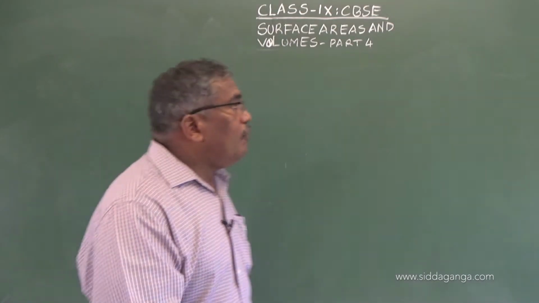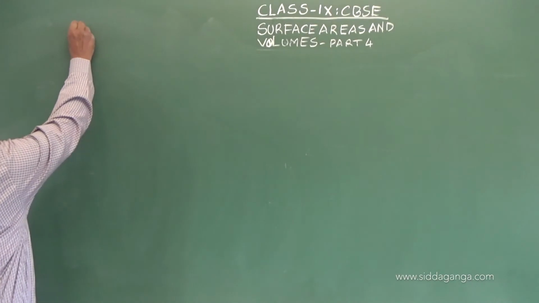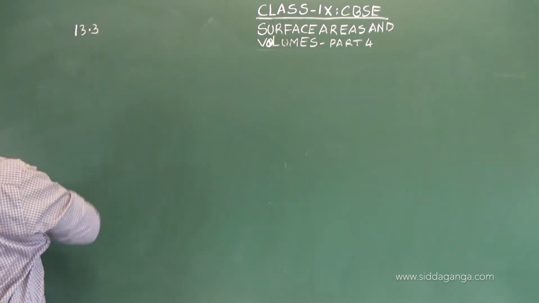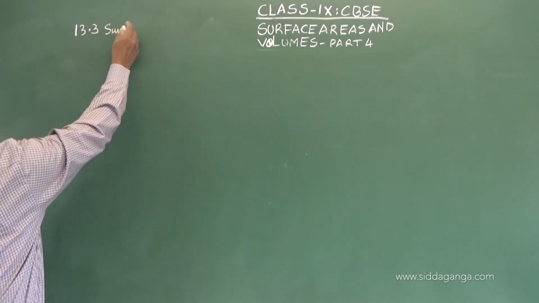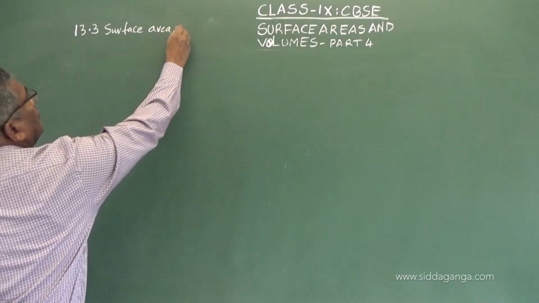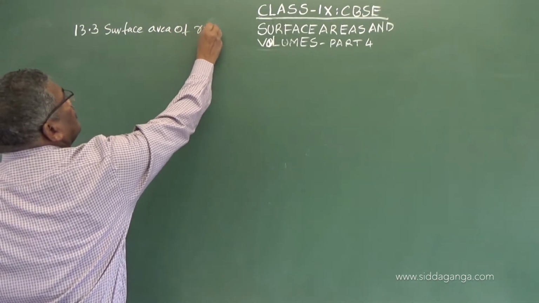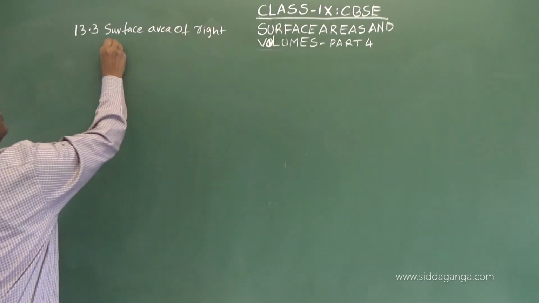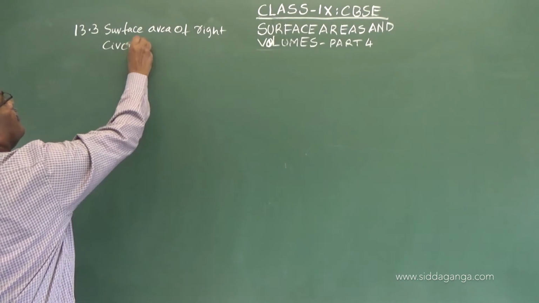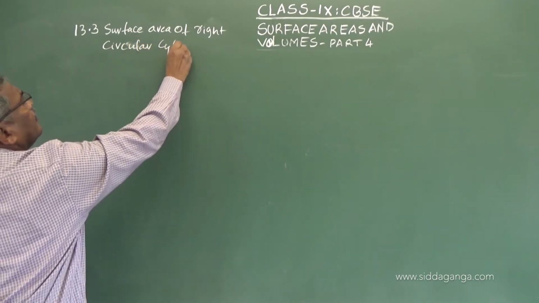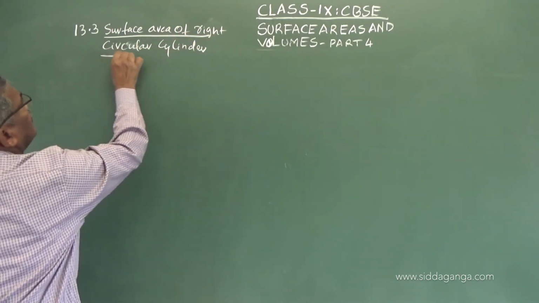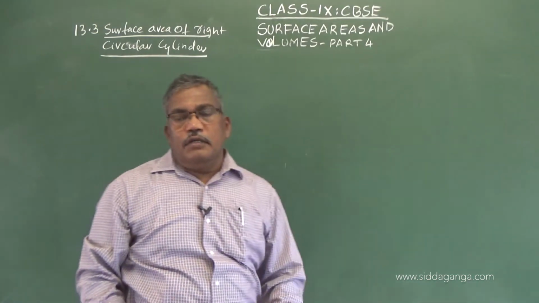Now, see 13.3 exercise, your section 13.3 in the textbook, 13.3 Surface Area of a Right Circular Cylinder. So we shall understand the concept, then we can take up problems easily.